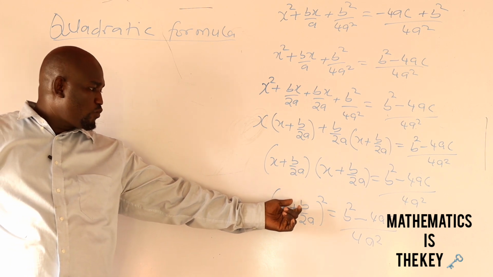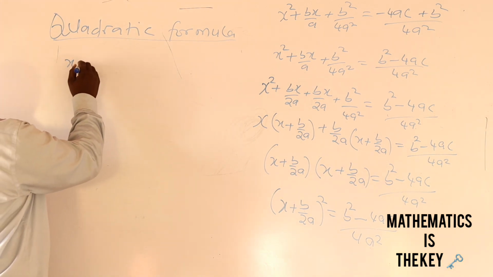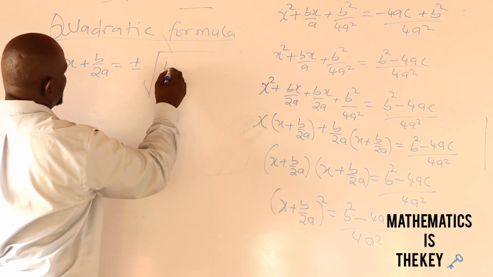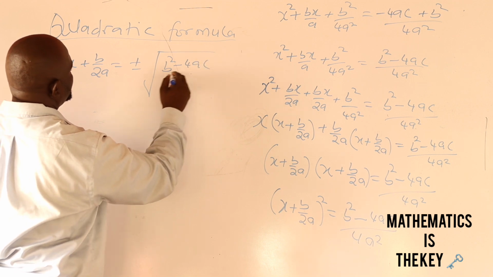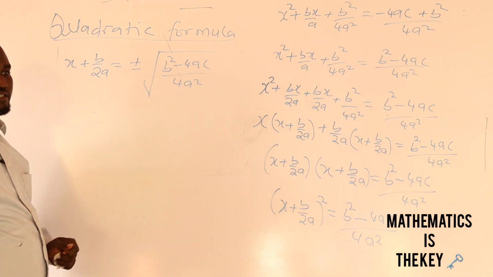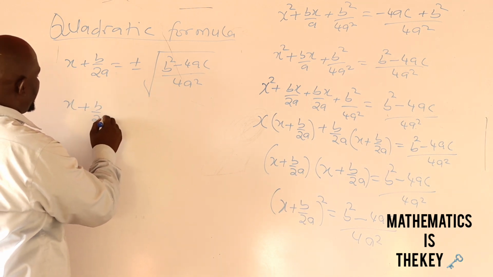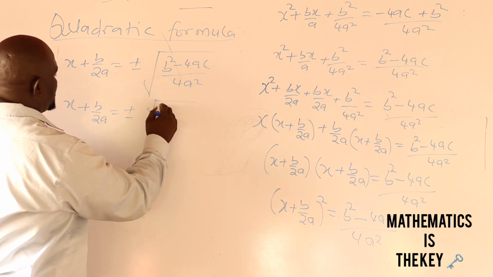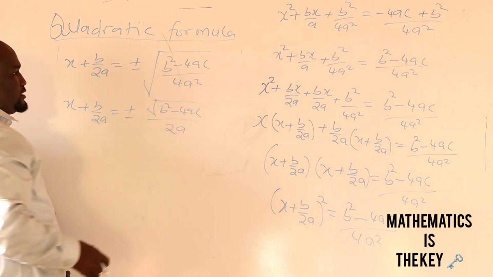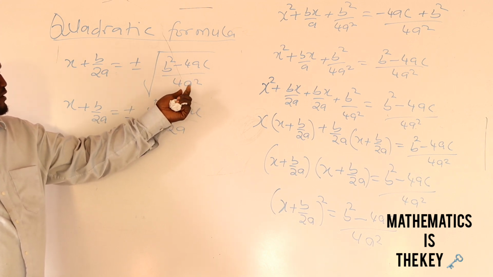To proceed, we need to take the square root of both sides. In doing so, we will have x plus b all over 2a is equal to plus or minus the square root of b squared minus 4ac all over 4a squared. Remember, taking the square root, you have the result as either positive or negative. We will have x plus b all over 2a is equal to plus or minus the square root of b squared minus 4ac all over 2a. Applying the rules involved in surds, you can take the square root individually, and the square root of 4a squared will give us 2a.